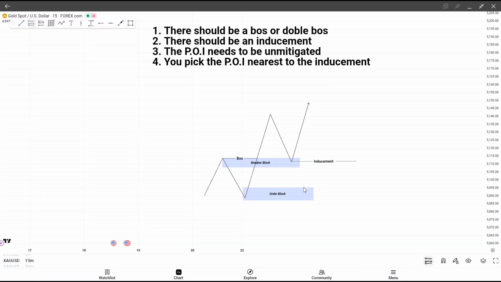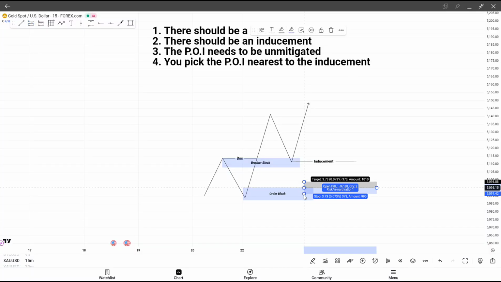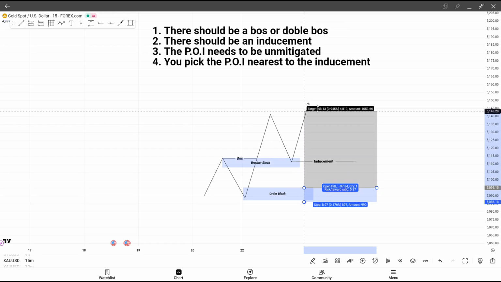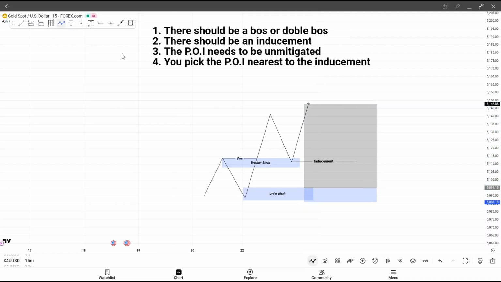So the fourth rule says pick the point of interest nearest to the inducement. The closest one to the inducement is this order block. So this is where you put your buy limit in a bullish scenario. So the price will definitely come there and buy. Do you understand right now?